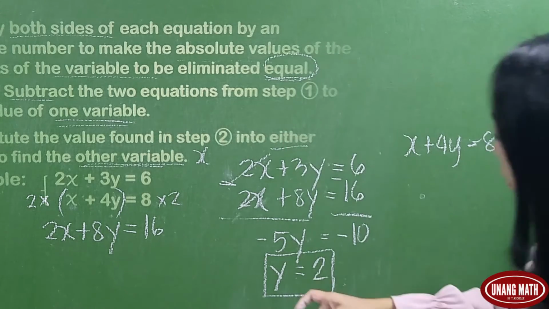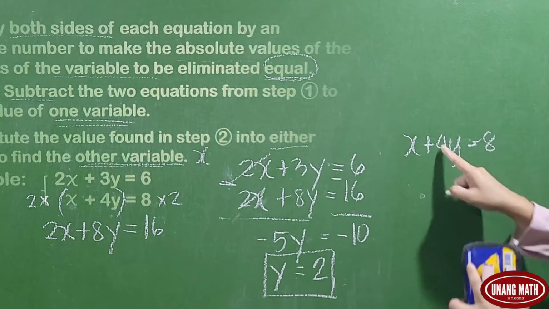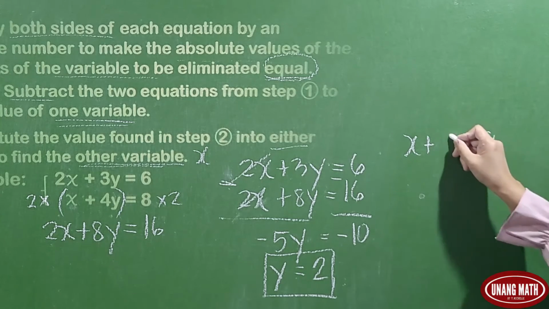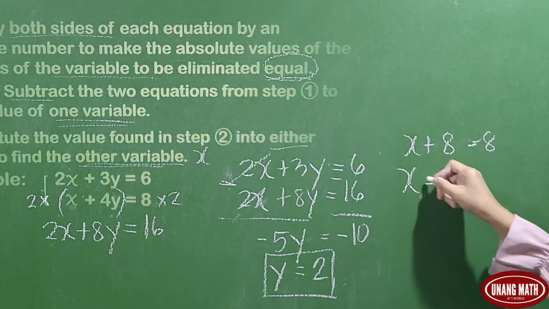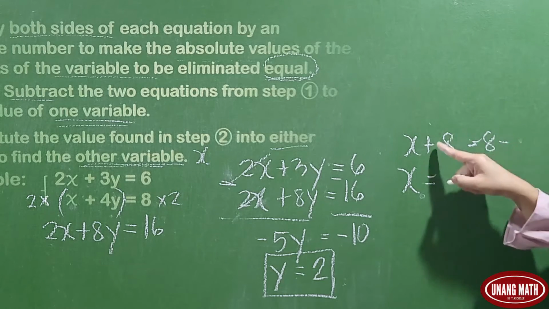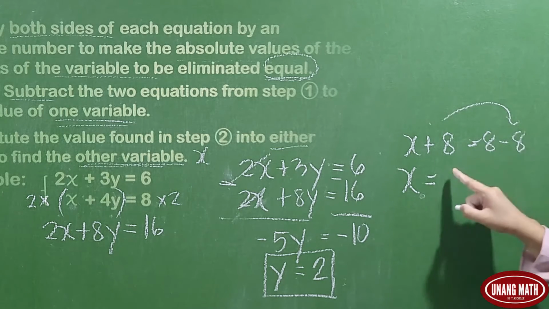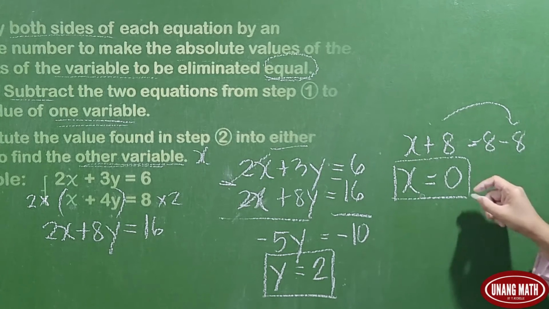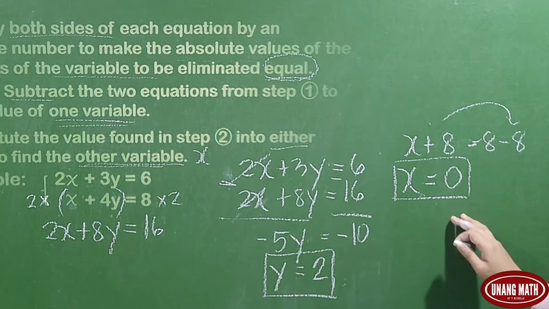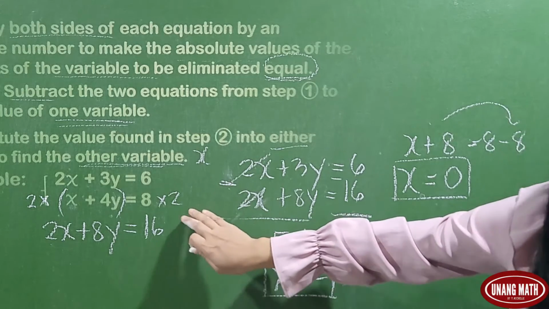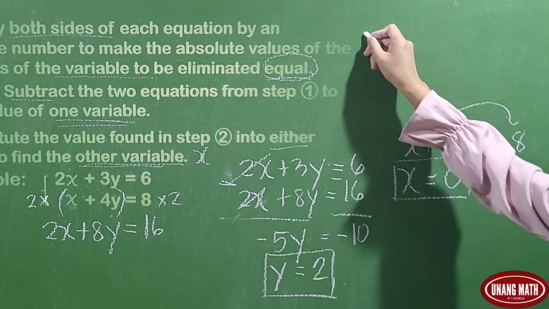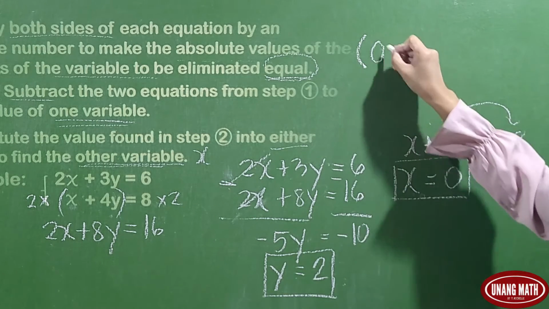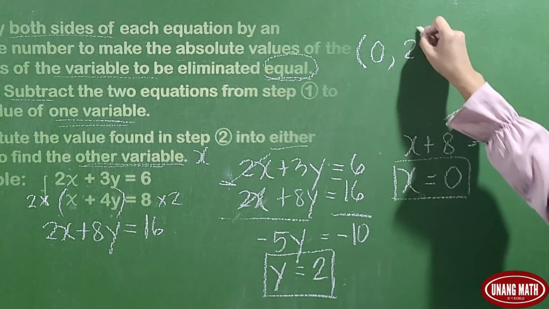What is the value of y? 2. So 4 times 2 is 8. To find x, move this to the other side. So 8 minus 8 is going to be equal to 0. So it means x is equal to 0. So the solution to this system of equations is the ordered pair (0, 2).